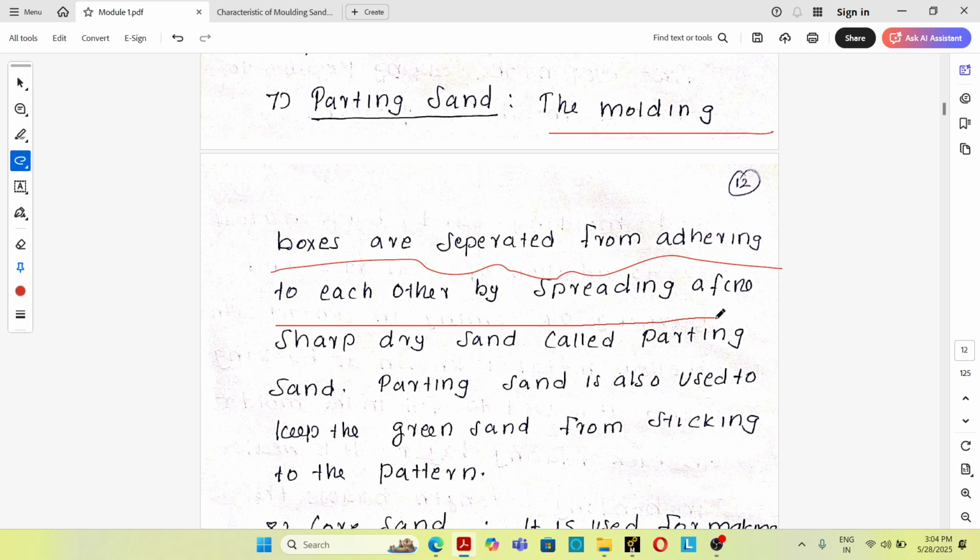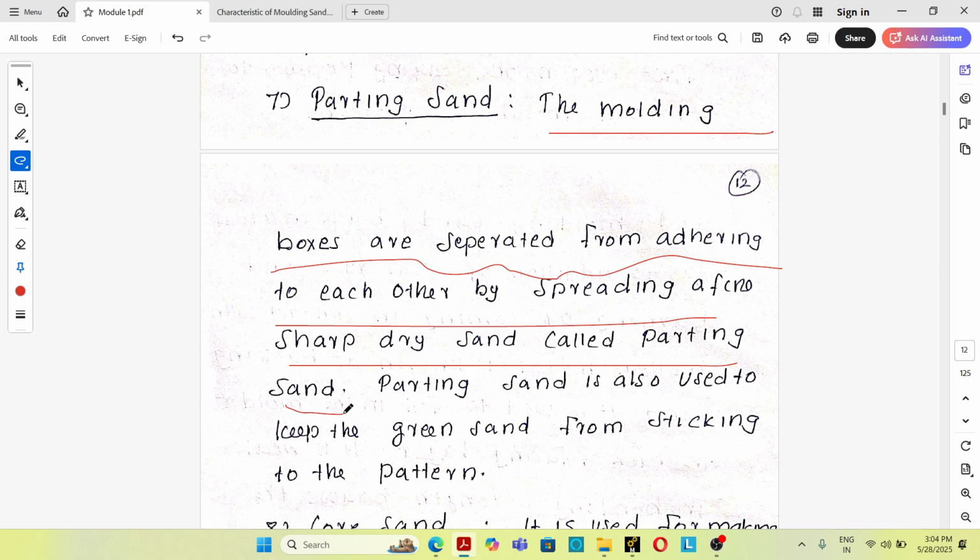Parting sand is highly sharp, fresh silica sand. Before the mold is closed, the cope and drag portions will be closed, and this parting sand is sprayed over the surface. After closing, the parting sand prevents the mold boxes from adhering to each other.